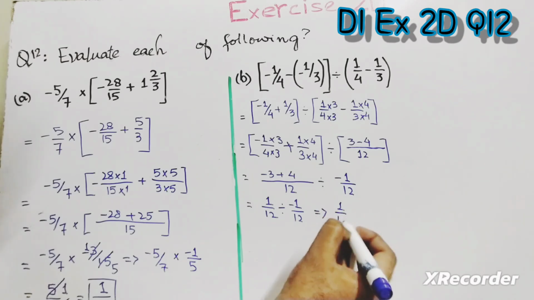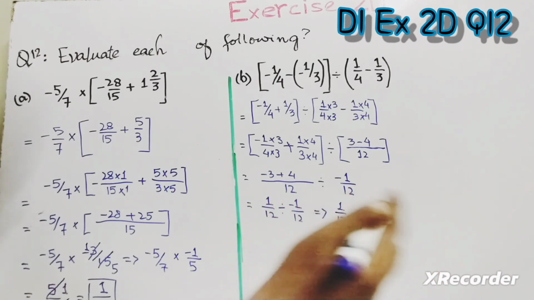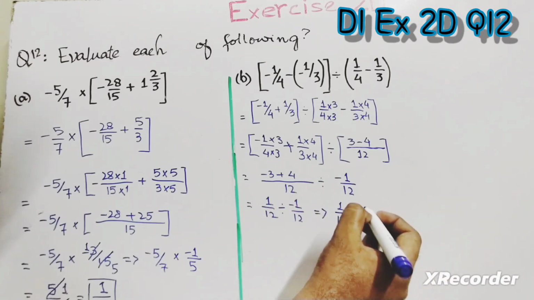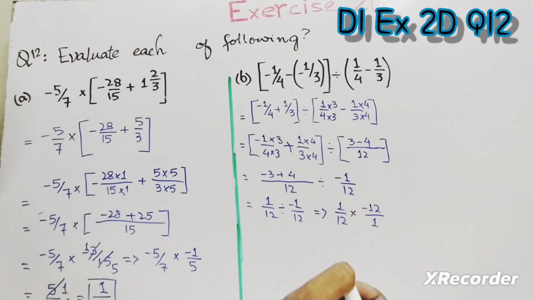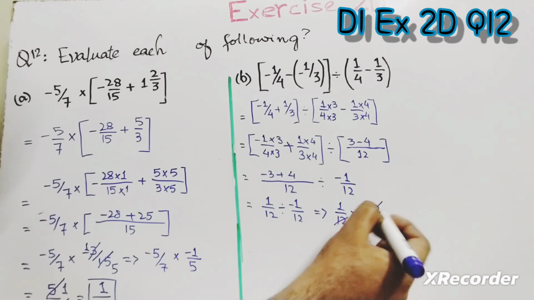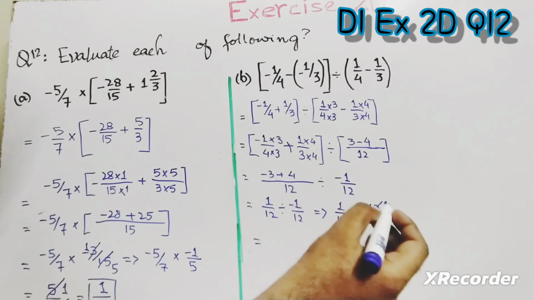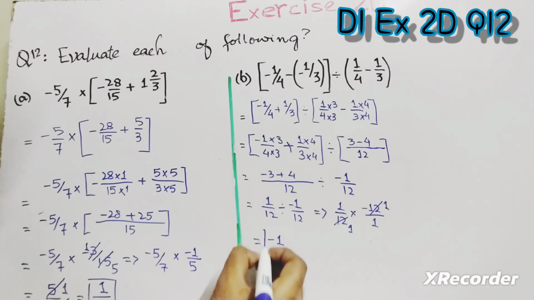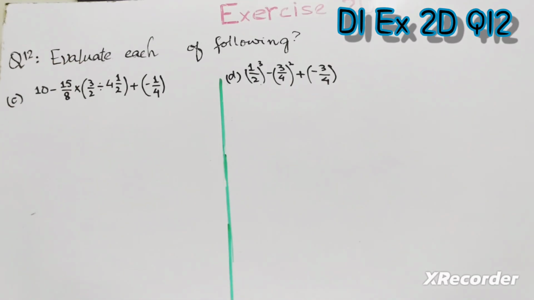So 1 upon 12 is written the same, and when we convert the divide sign to multiply, we reciprocate the next term, that is minus 12 upon 1. Now we can cut out, 12 times 1 is 12, so 1 multiplied with minus 1 we get minus 1. That is our required answer.